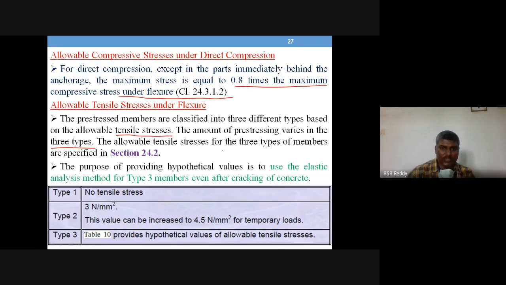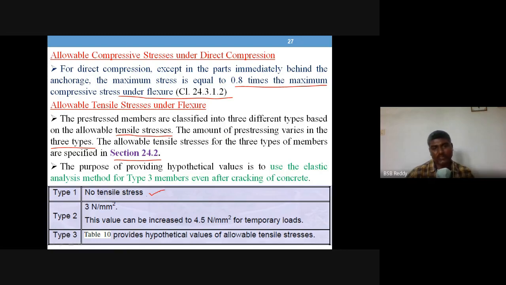The allowable tensile stresses for these are again mentioned in clause 24.2 of your IS code. I'll just show you that code also for your reference. The purpose of providing hypothetical values is to use the elastic analysis method for type 3 members even after cracking of concrete. So, briefly, type 1 member means uncracked member.